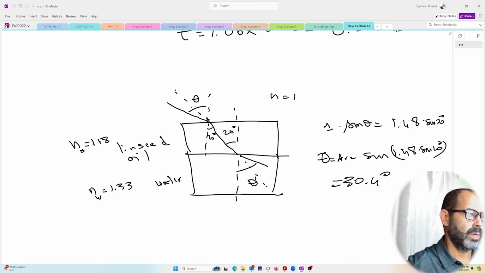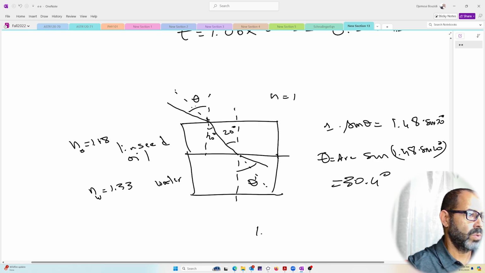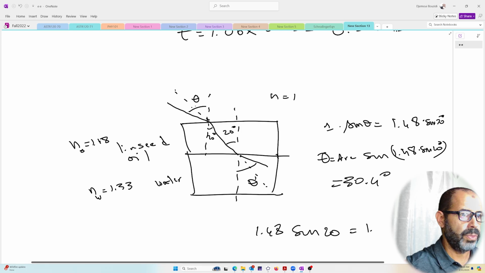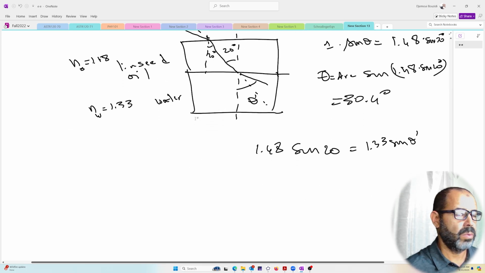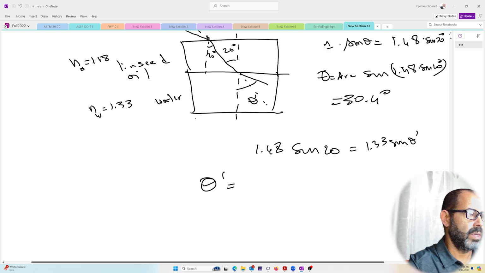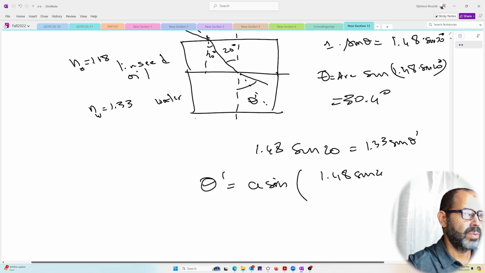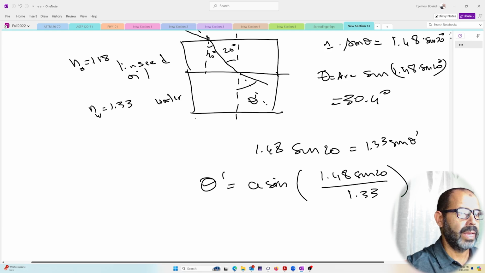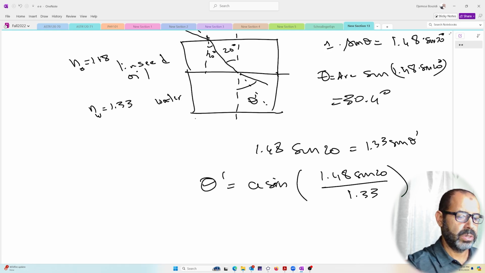So let's do that. What we know also is 1.48 times sine of 20 degrees is equal to 1.33 sine of theta prime. So theta prime is going to be equal to arc sine of 1.48 times sine of 20 degrees divided by 1.33. Don't take 30.44 and divided by 1.33. That's not the correct answer.